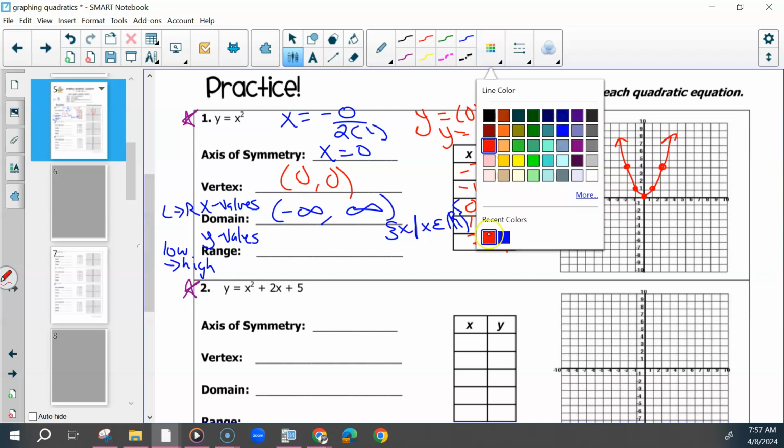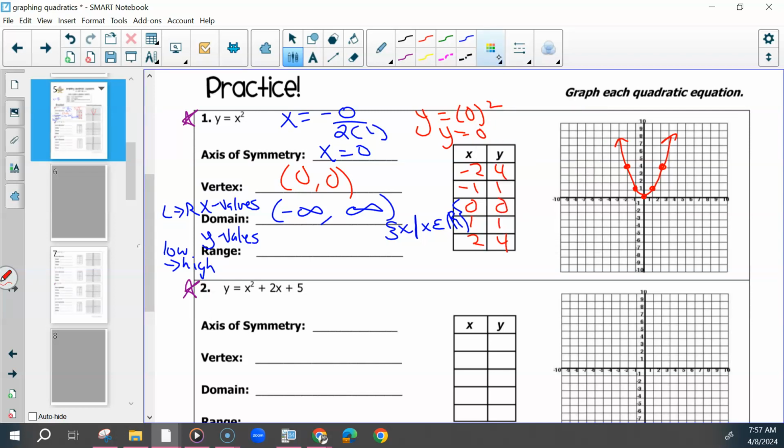Range, lowest to highest. If it helps you, you could draw in a line where your lowest point is. What is that y value? 0. So it's going to start at 0, and because this is a closed point, I can say that this is included, so this needs a square bracket. Going back to our interval notation.